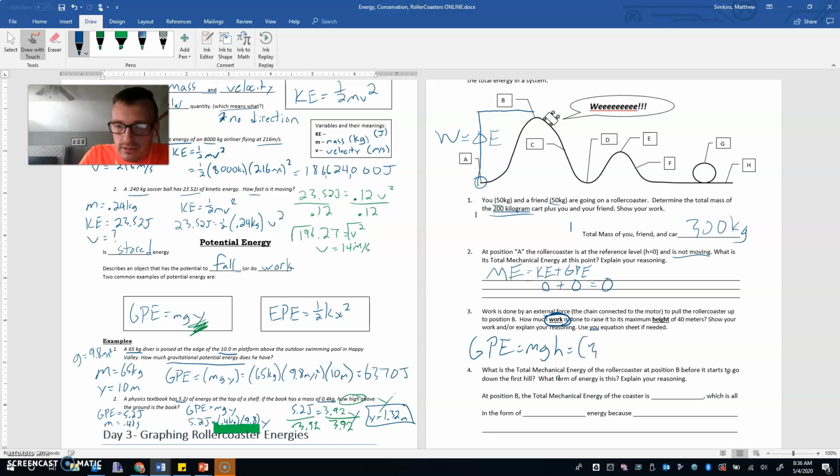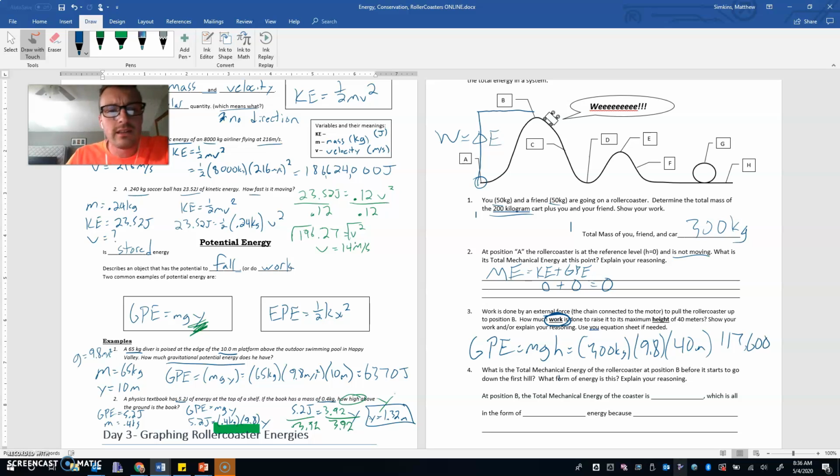Well, the m we said was 300 because that's you plus your friend plus the cart. 9.8 would be our gravitational acceleration, and the height would be 40 meters. So that's going to get your starting number. All right, and so it would be 300 times 9.8 times 40 for a grand total of 117,600. Now, here's the big idea.